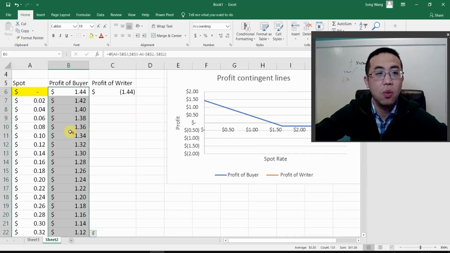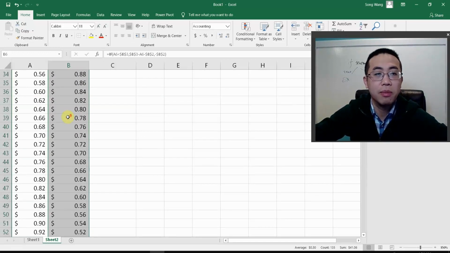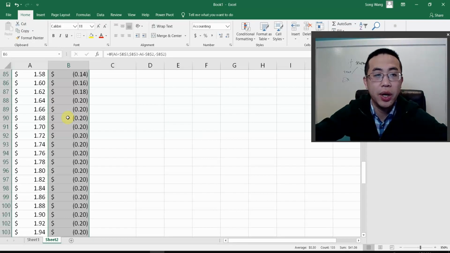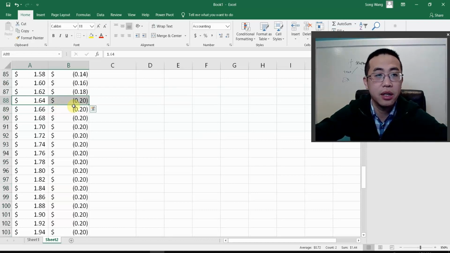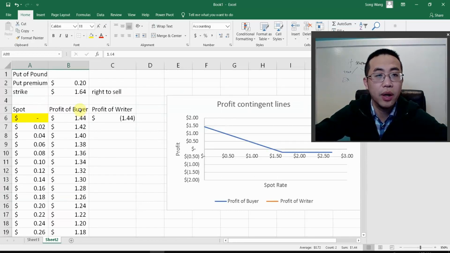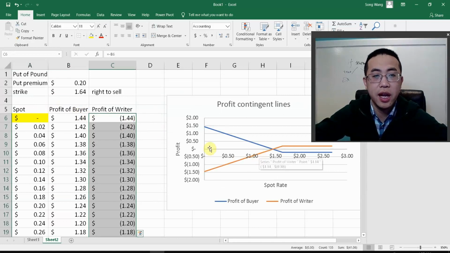So as you can see, when the spot rate goes up, there's less and less room for the put option buyer to make money. And when the spot rate hits the strike of 1.64, the put option buyer is actually suffering a loss. Okay. And for the profit of the writer, just drag it down, which exactly mirrors the profit of the buyer. All right, so this is the contingent curve for the profits of a put option buyer and writer.